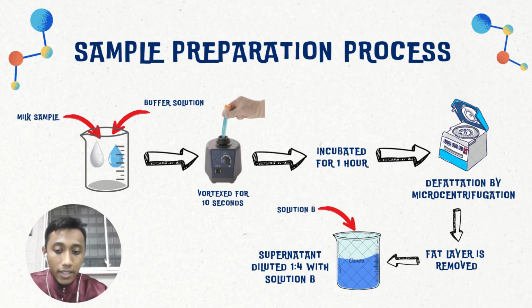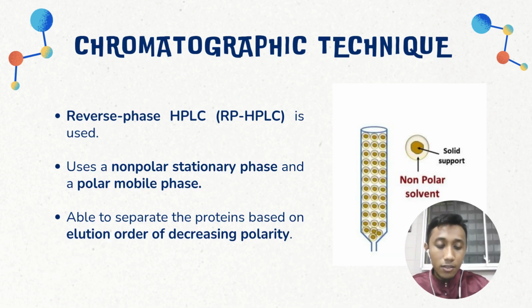In this slide, we can see the flowchart for the sample preparation process as I mentioned earlier. The chromatographic technique used in this analysis is reverse phase HPLC, which is RP-HPLC. It uses a non-polar stationary phase and a polar mobile phase. This technique is able to separate the proteins based on elution order of decreasing polarity. It means that the more polar compounds will be eluted first, then the non-polar compounds will be eluted later.